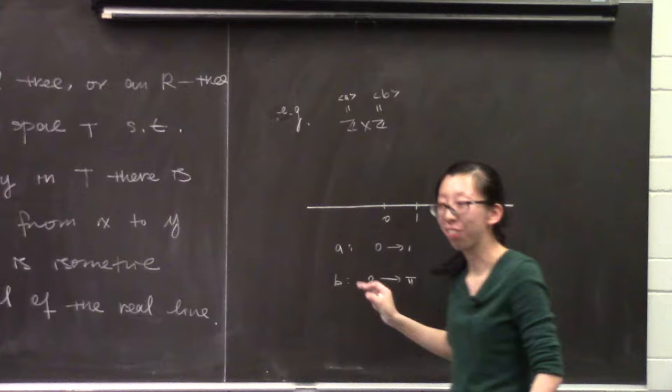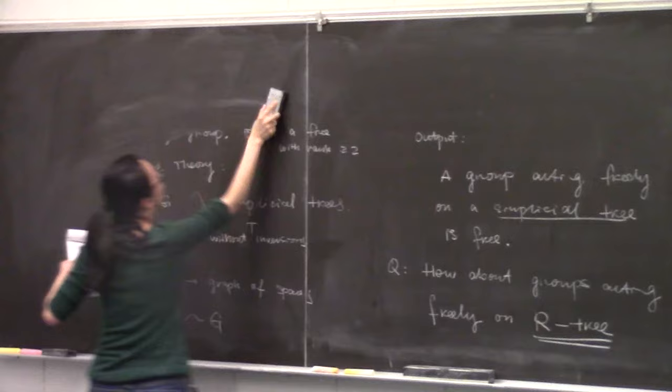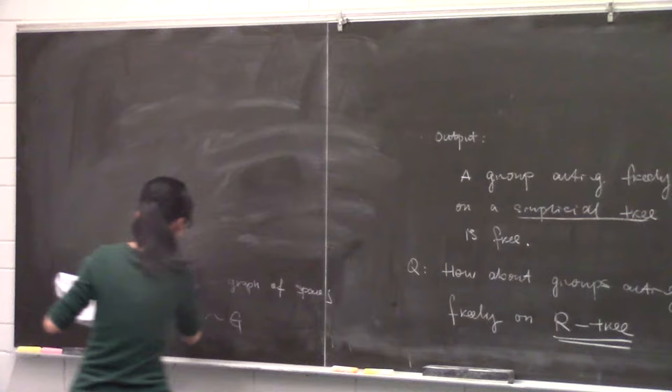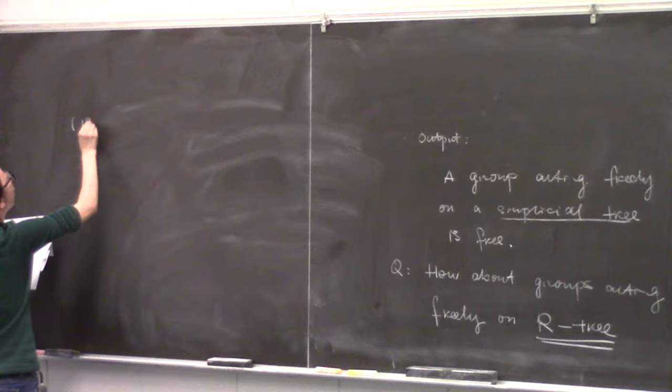Okay, and so in 1991, when Morgan and Shalen were studying surface groups admitting free actions, they conjectured that. So I have a question.